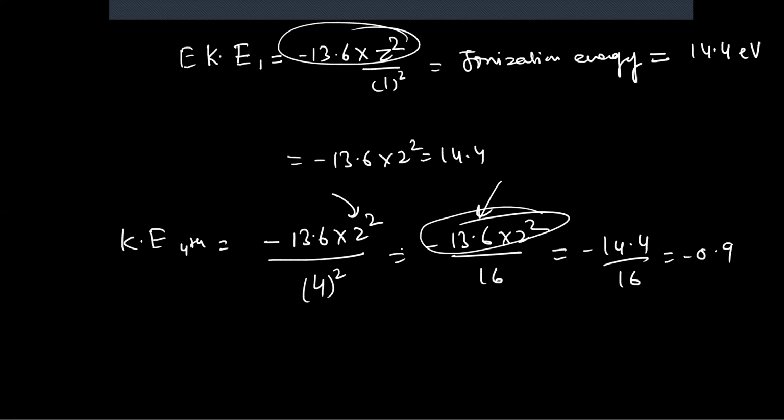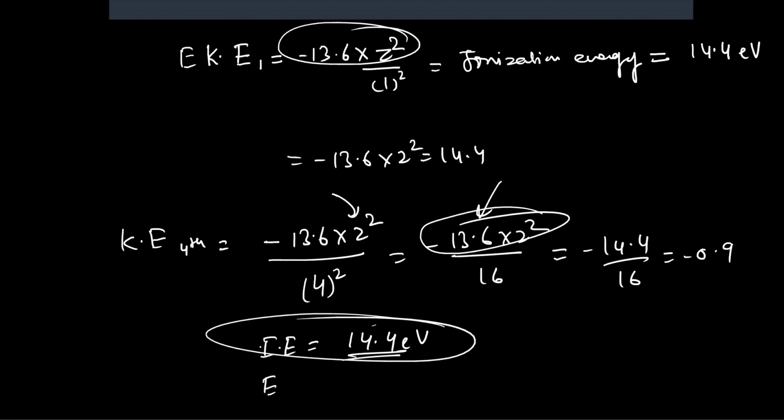Yes, got it, sir. Now, what is being asked: the ionization energy is given to you. The ionization energy of the fourth shell is 14.4 electron volt, and the ionization energy of the first shell is given to you. That is also equal to the total ionization energy. We can say that the electron in the fourth shell is going to have this energy.